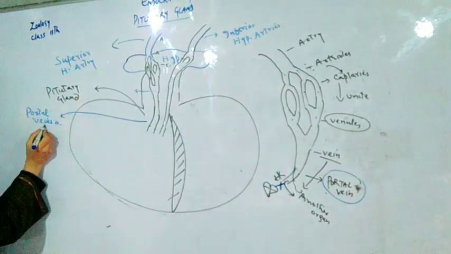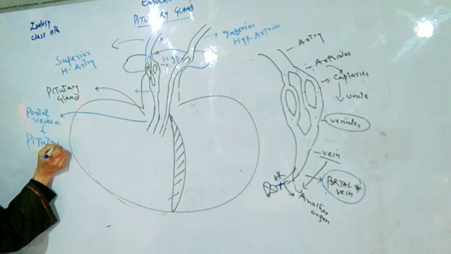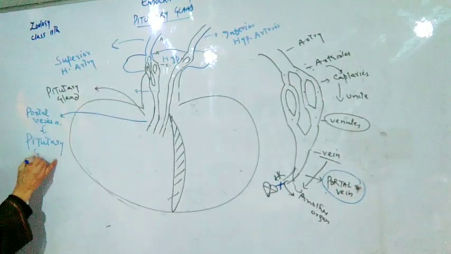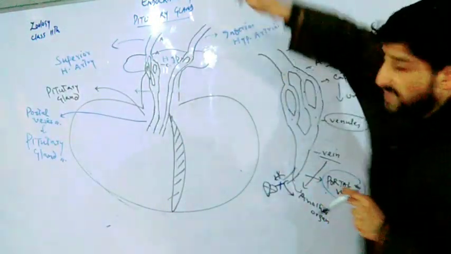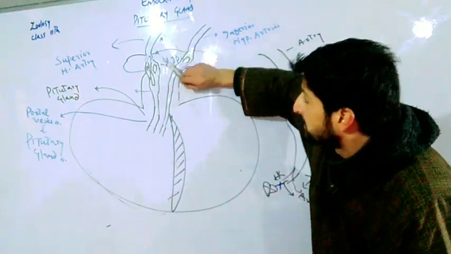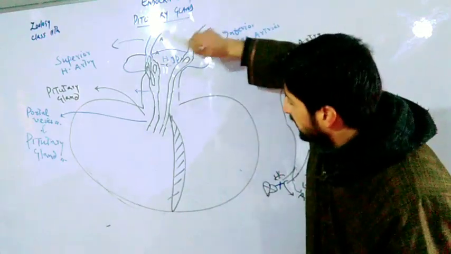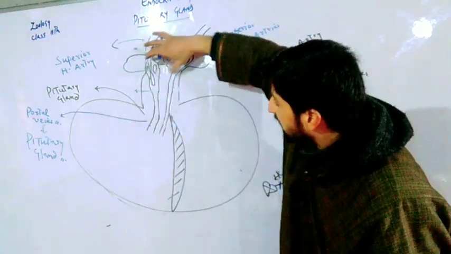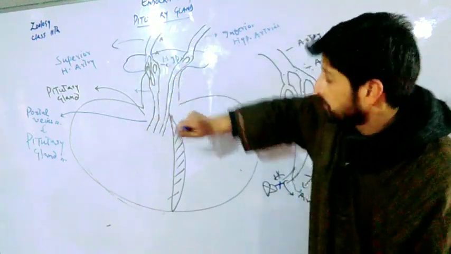Sir, these portal veins innervate the pituitary gland. When I say innervate, I mean enter into the pituitary gland. What I said right now, please be focused. This is an important concept that you have to learn. Let us suppose this is the hypothalamus, and attached with the hypothalamus is the pituitary gland, and the pituitary gland is attached to the hypothalamus by a special tube or pipe. That tube is known as the stalk.